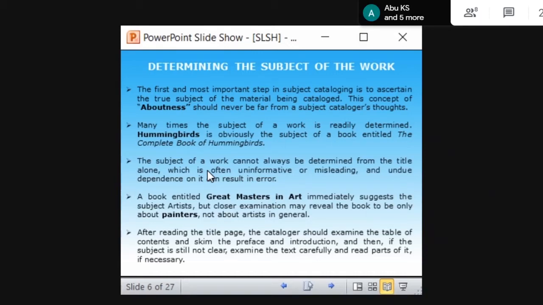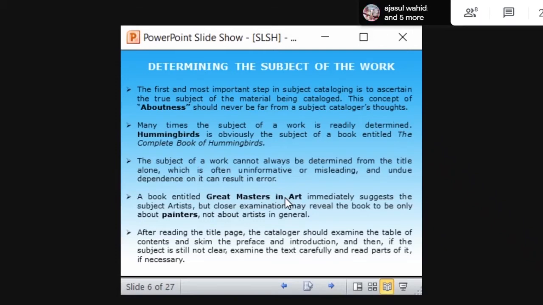Take a book entitled Great Masters in Art. It immediately suggests the subject artists. But when you read the book, you will understand that it is not about artists in general, it is about painters. Once you read the thought content of the book, you will be able to understand what the book is talking about. When we see a title like Great Masters in Art, we think this is talking about artists in general. It is not like that. It is specifically talking about painters only. So painters is the subject here.